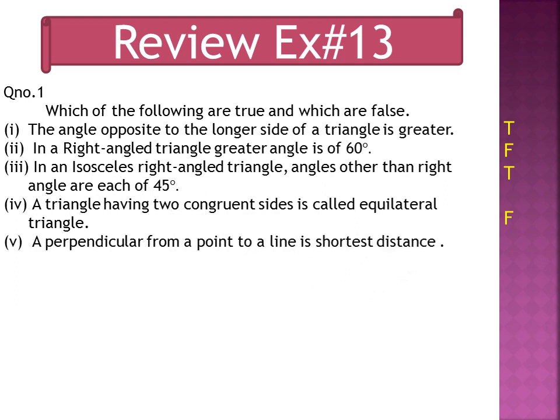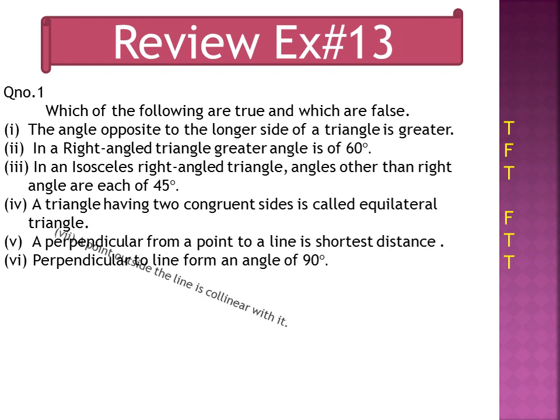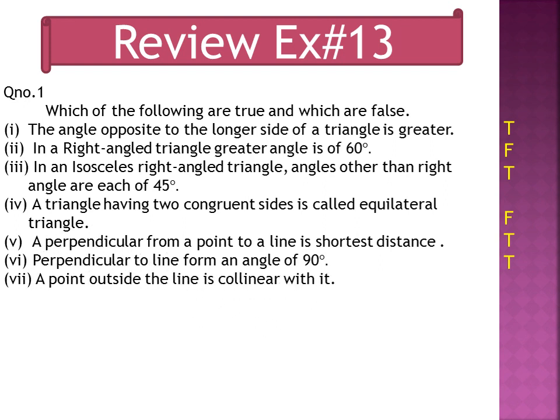Next statement is: a perpendicular from a point to a line is the shortest distance. This statement is true. Next statement is: perpendicular to a line forms an angle of 90 degrees. This statement is true because perpendicular is a relationship between two lines that makes an angle of 90 degrees. That's why this statement is true. Next statement is: a point outside the line is collinear with it. This statement is false.